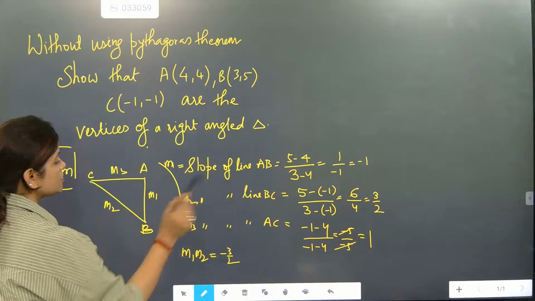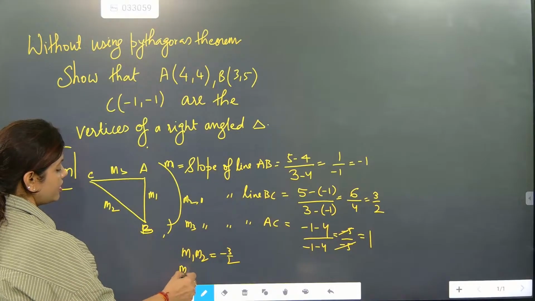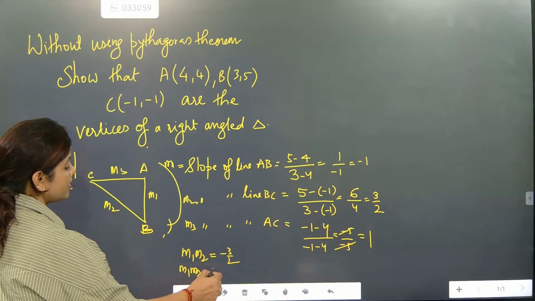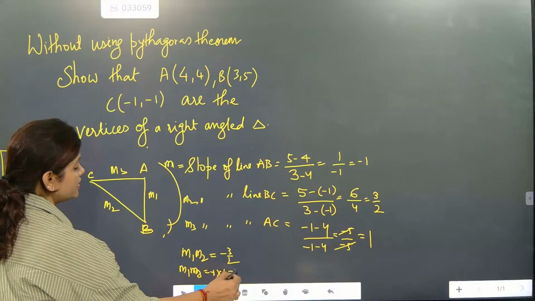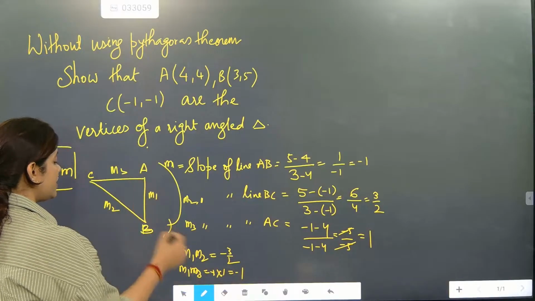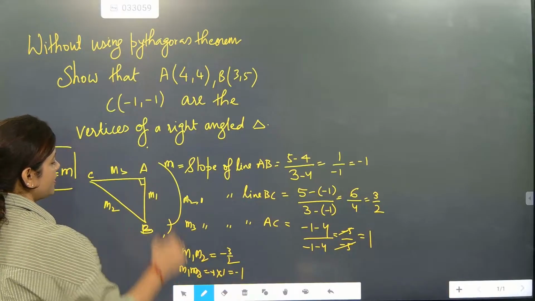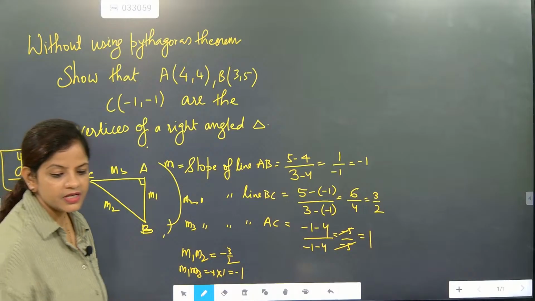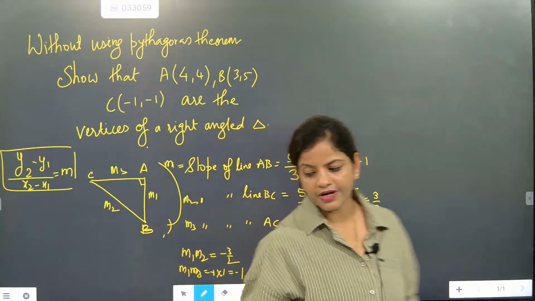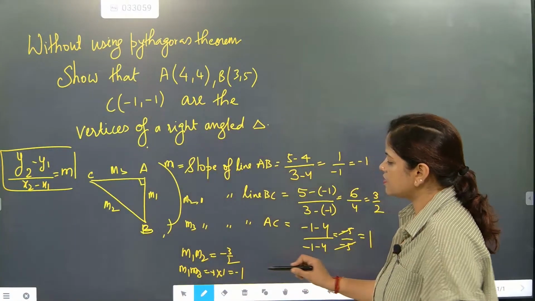So BC is not matching. But when we are doing M1 into M3, it is coming as 1 minus 1 into 1, that is minus 1. That means AB is perpendicular to AC. The correct statement is AB is perpendicular to AC. So this is the most important thing.